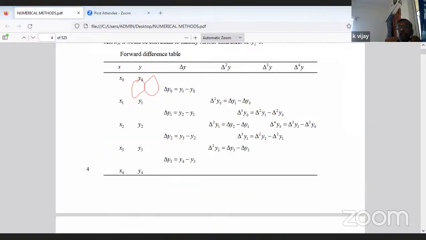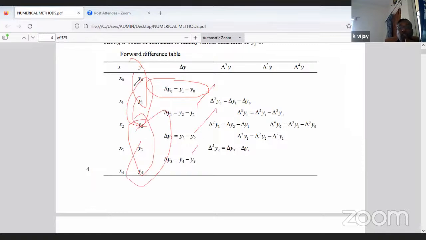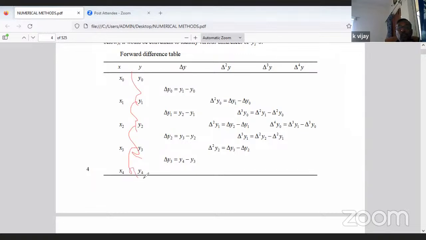See all of you here again: x naught, x1, x2, x3, x4, y naught, y1, y2, y3, y4. Del y, what I am taking as del y here is y1 minus y0, as I already told in the beginning. So del y0 is y1 minus y0, then y2 minus y1, then y3 minus y2, then y4 minus y3. The beginning is called del y0, this is called del y1, this is called del y2, and this is called del y3.